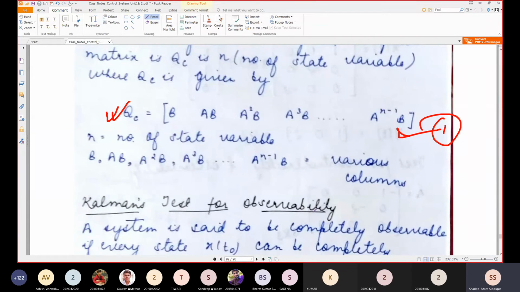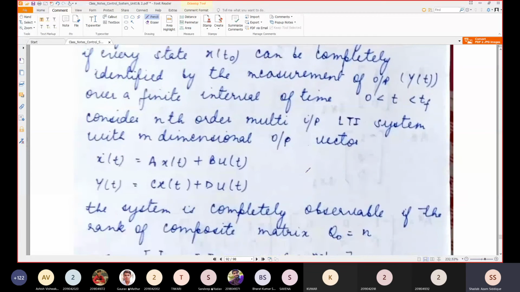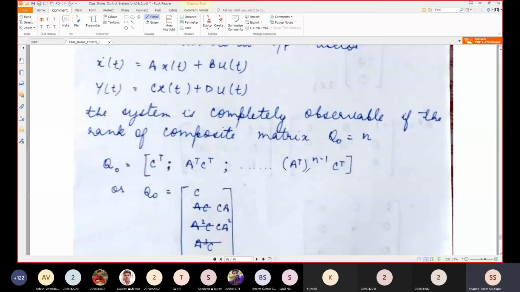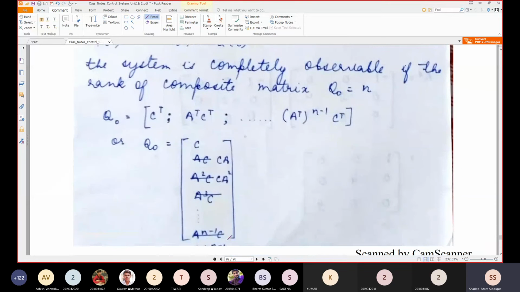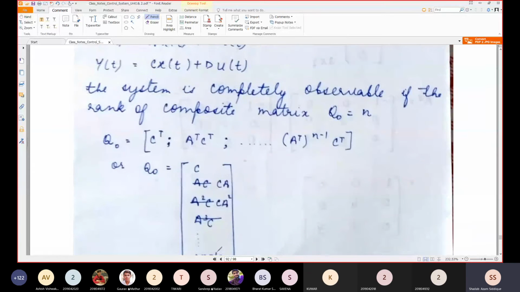Now the Kalman test for observability. Observability is defined as QO. So Kalman's observability matrix is given as C, then CA, then CA square, and it is not written here, so write it down here: CA, CA square.